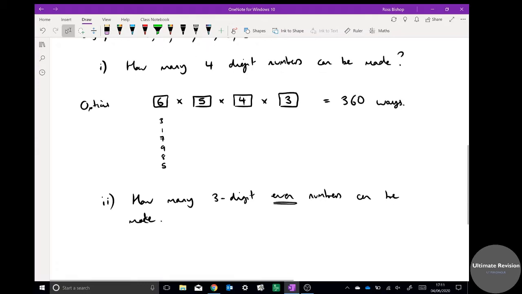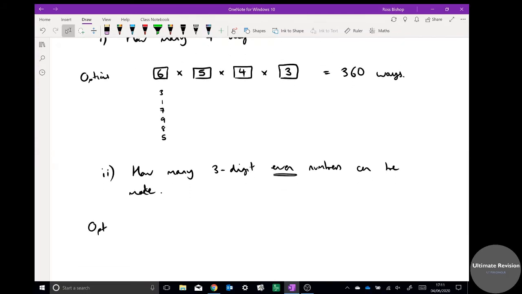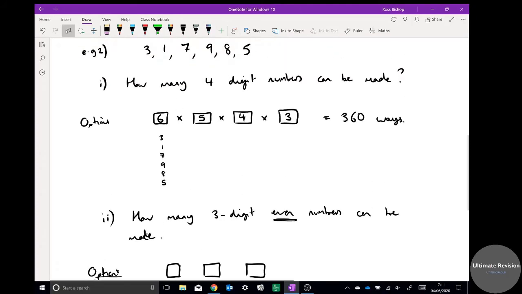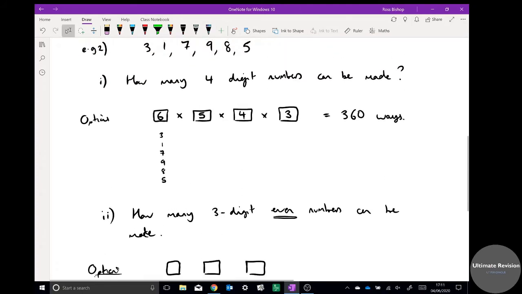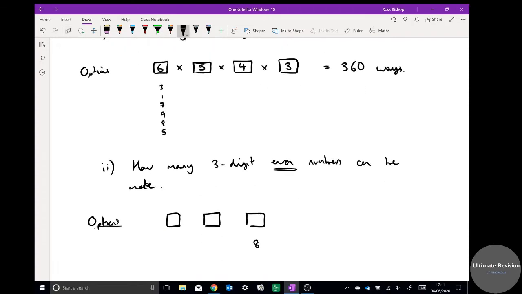Okay, right, we work it out in the same sort of fashion. It's a 3-digit number, so we've got 3 placeholder options there. Now it's even, that's critical. You've got to consider what that means for the last digit. If the number's even, the last digit must be even. So that last digit must be an 8. There's only one option at the end there.